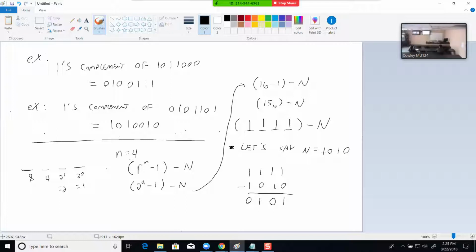And how do you find capital N? Oh, that'll be given. Okay. Yeah, this is what the problem will actually say. So it'll say find the ones complement of this.